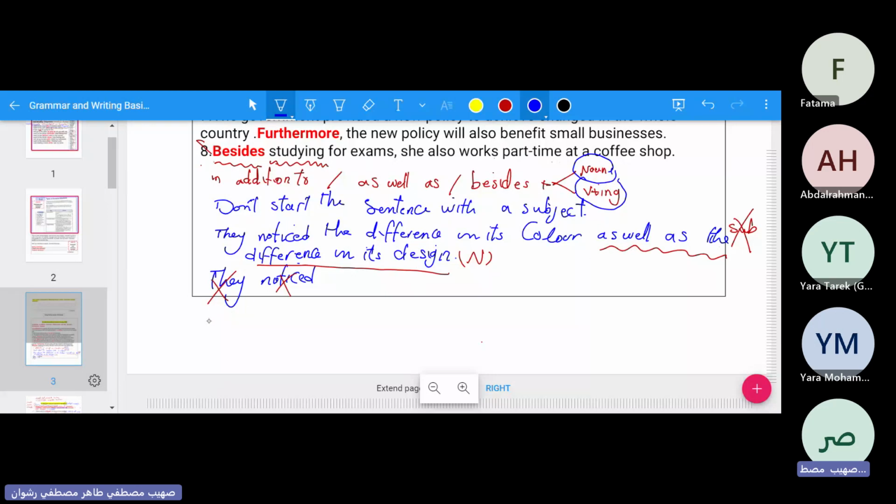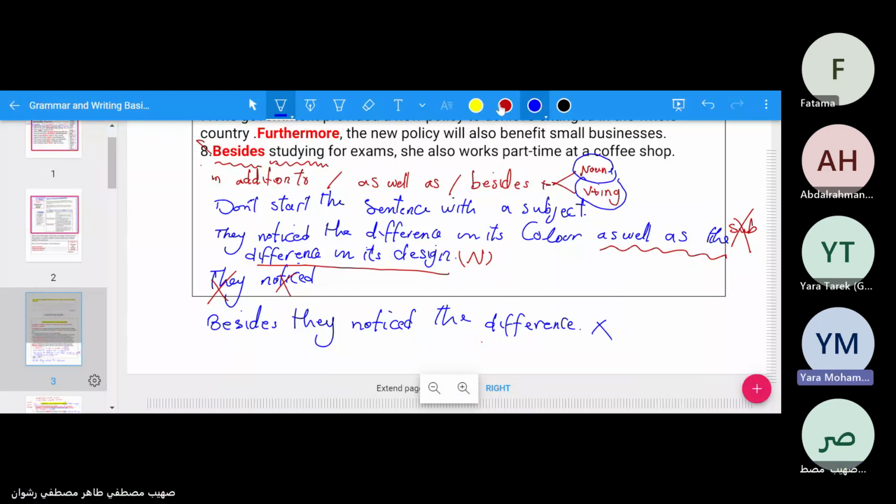Okay, so is it correct to say "besides they noticed the difference"? Yes. Fix this sentence. This sentence is wrong. Okay, it will be "besides noticing the difference." Excellent. Delete the subject and use the verb with ing. Or we delete the verb and follow it by what? By a noun. Okay. This part is clear.